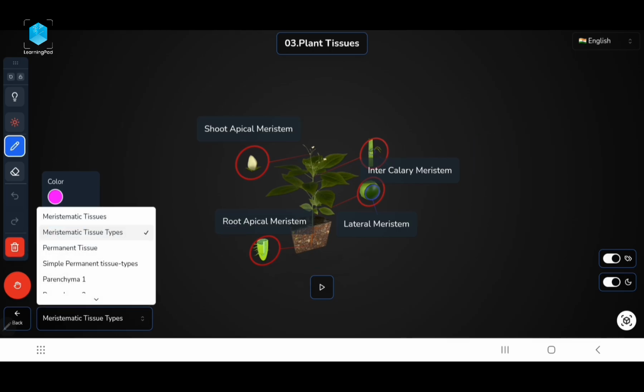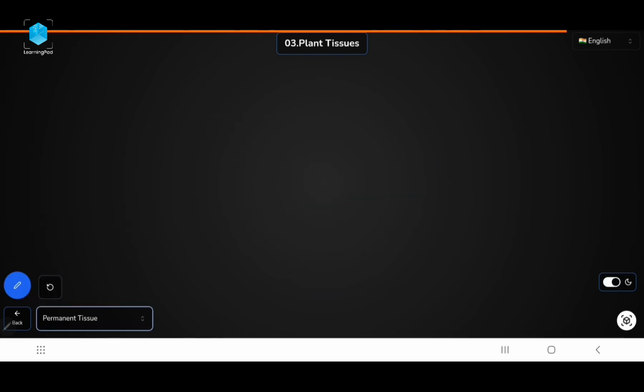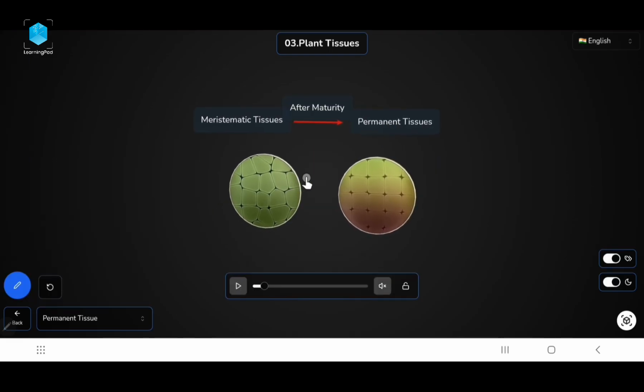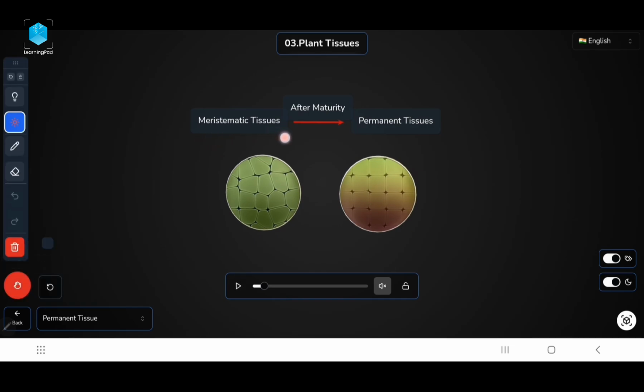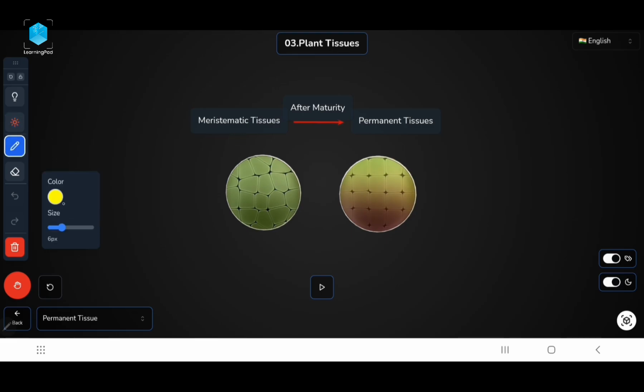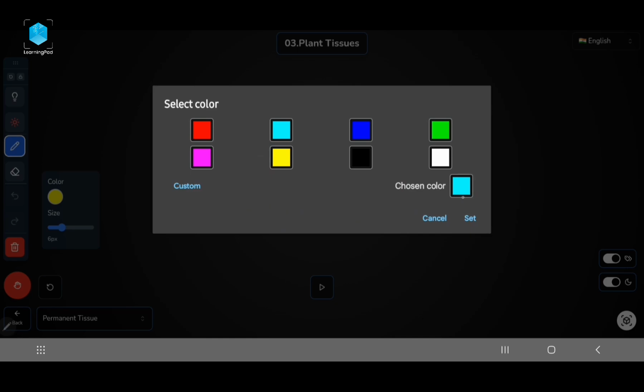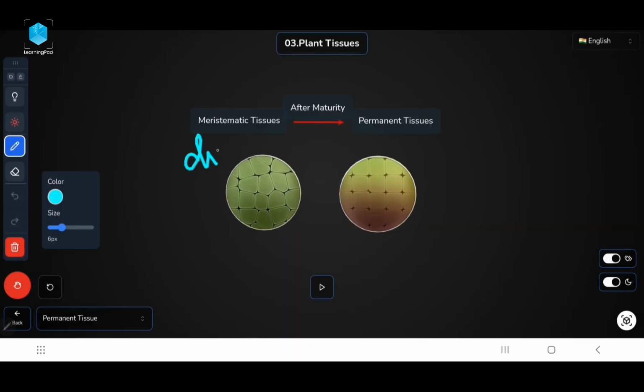The next type of plant tissue is permanent tissue. How are permanent tissues formed? Meristematic tissues are dividing cells. When these meristematic tissues reach maturity, or lose the tendency to divide, they become permanent tissues. So permanent tissues are derived from meristematic tissues.